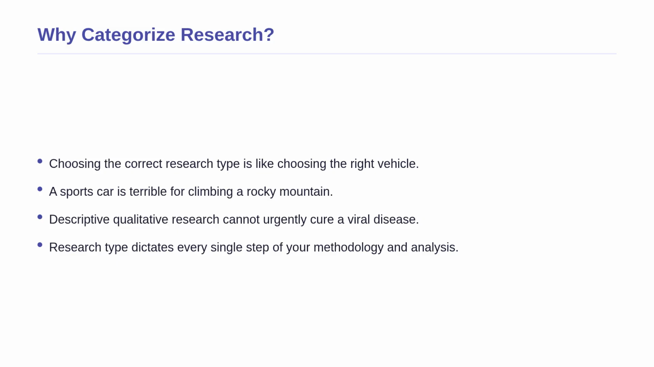You might be wondering, why do we need to categorize research so strictly? Choosing the correct type of research is exactly like choosing the right vehicle for a journey. A sports car is great for a paved racetrack, but it is absolutely terrible for climbing a rocky mountain. If you mistakenly use descriptive, qualitative research to cure a disease, you only end up with a beautifully written report about how patients feel, which cures nothing. Funding agencies, universities, and peer reviewers demand that you clearly state your research type because it dictates every single step of your methodology.